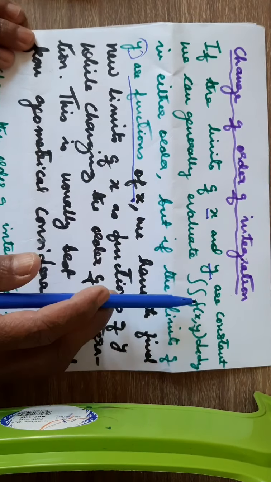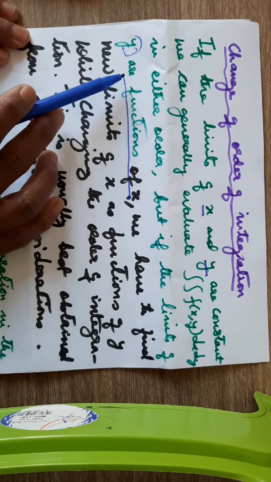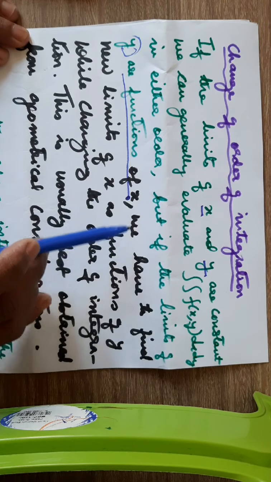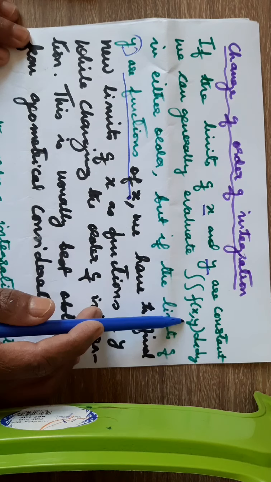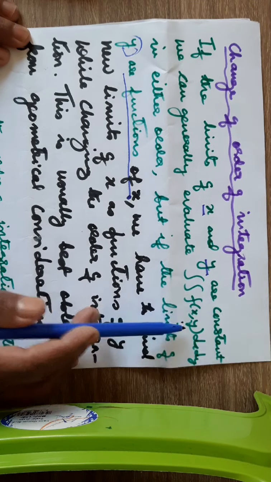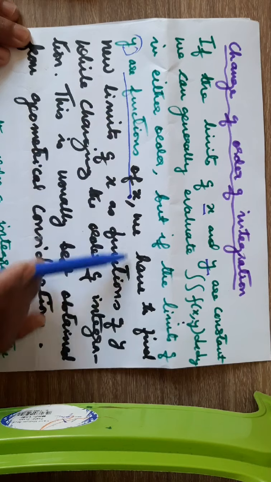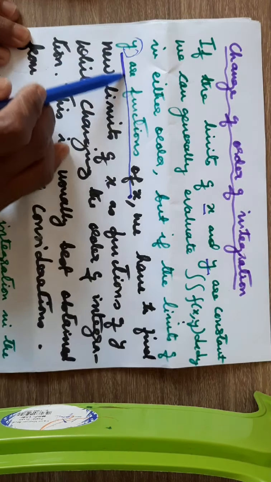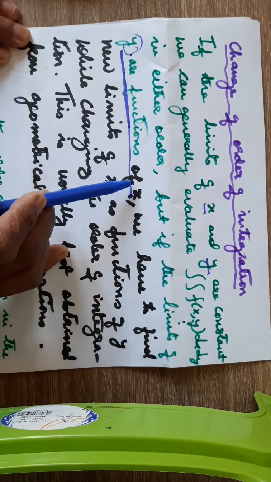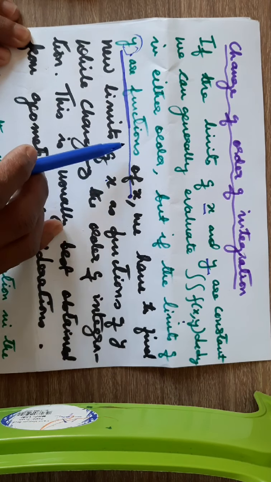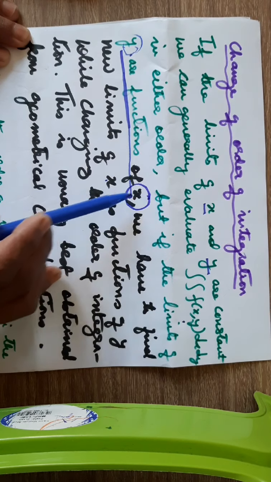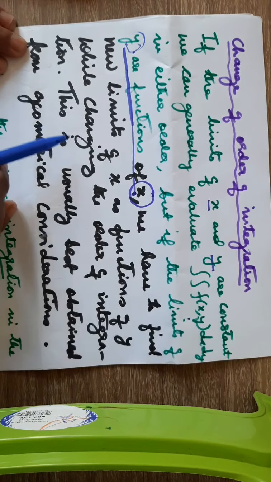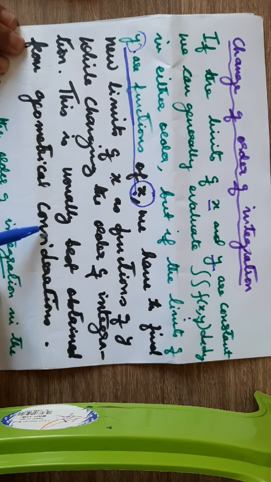However, if the given double integral has limits for y as a function of x, then we need to evaluate this double integral by changing the order of integration. Then in this case, what we need to do is find the new limits of x now as a function of y. The original one is given as the limits of y in terms of x, but to change the order of integration, we need to find the new limit of x now in terms of y. And this is usually best obtained from geometrical consideration.